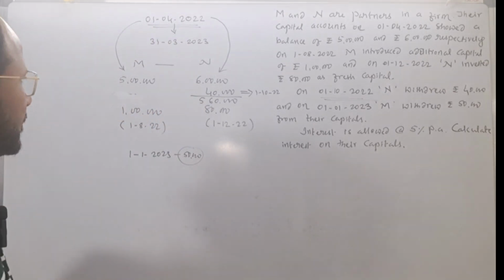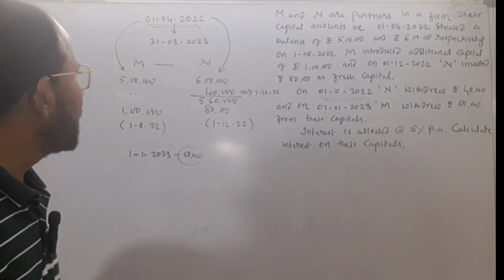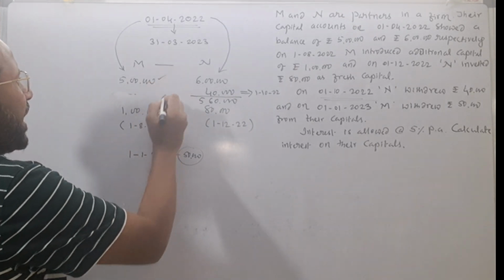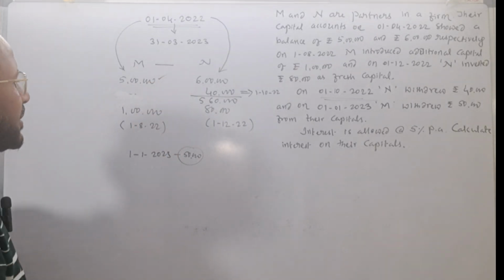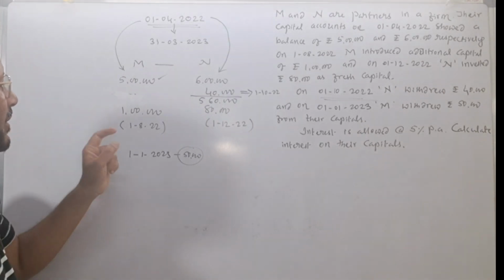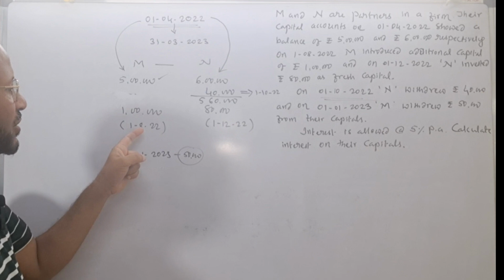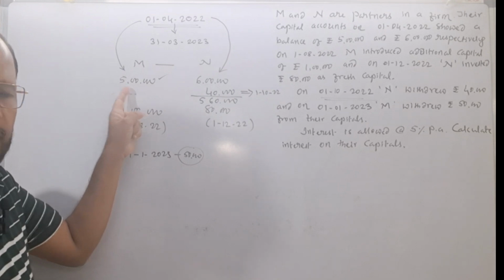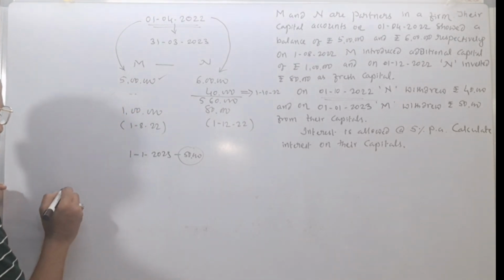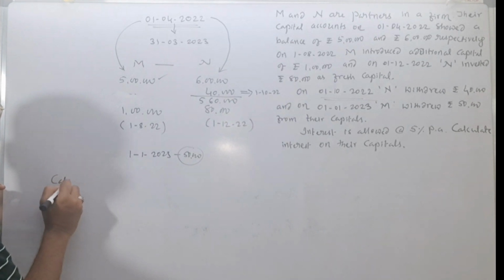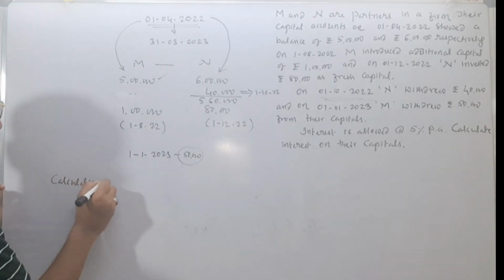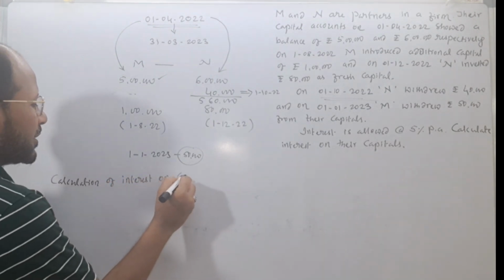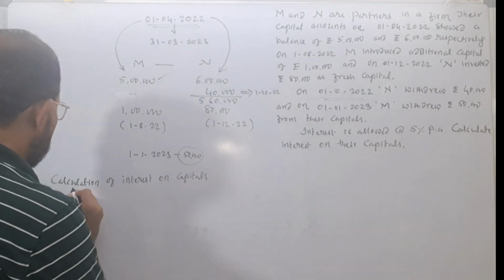Okay, fine. Now how do you calculate interest here? See, in case of M, try to understand. Rupees 5 lakh was used in the business for how many months? Just see, up to 1st August. Up to 1st August, rupees 5 lakh was there in the business. That is why I write like this: calculation of interest on capitals, interest on capitals.